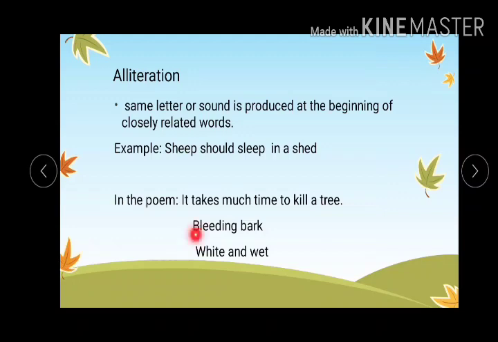Next example is bleeding bark. Here the same letter B is used to start the words. And in the next one, white, wet. Here also the letter W comes very closely and is repeated in the same sentence. So what is alliteration? Alliteration is when the same letter or sound is produced at the beginning of closely related words. So the words will be very close and it will start with the same letter.